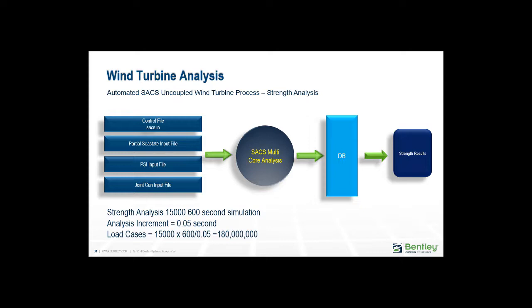To overcome this, what we do is we provide a controlled SACS input file, partial C-state input file, a PSI input file, and a joint CAN input file. Again, we run a multi-core analysis, and all the results are then stored in a SQL-like database. We then scan this database for our critical unity checks, and those will be our strength results, basically.